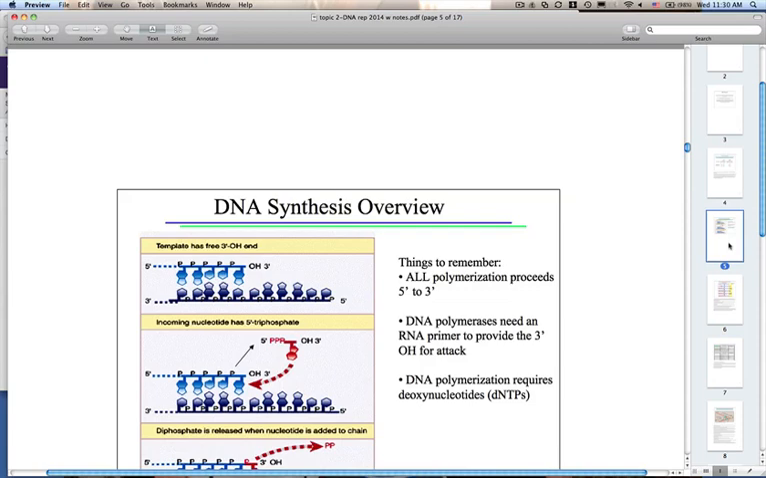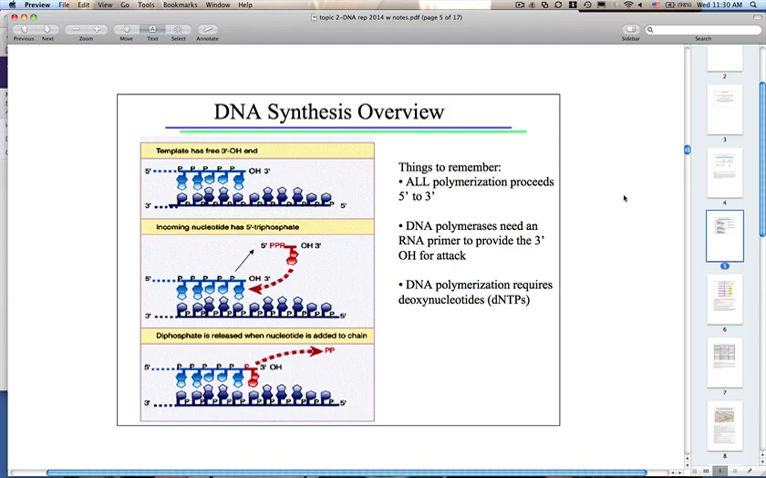let's start getting into the guts of what our replication is all about. Right, so we talked a little bit about this when we were looking at the DNA and the polynucleotides. But in essence, what we wanna absolutely remember, and this gets drilled into your head a bajillion times, 5' to 3' synthesis, right? We start at the 5' end and we go in the direction of the 3' end, right? And what does that mean?